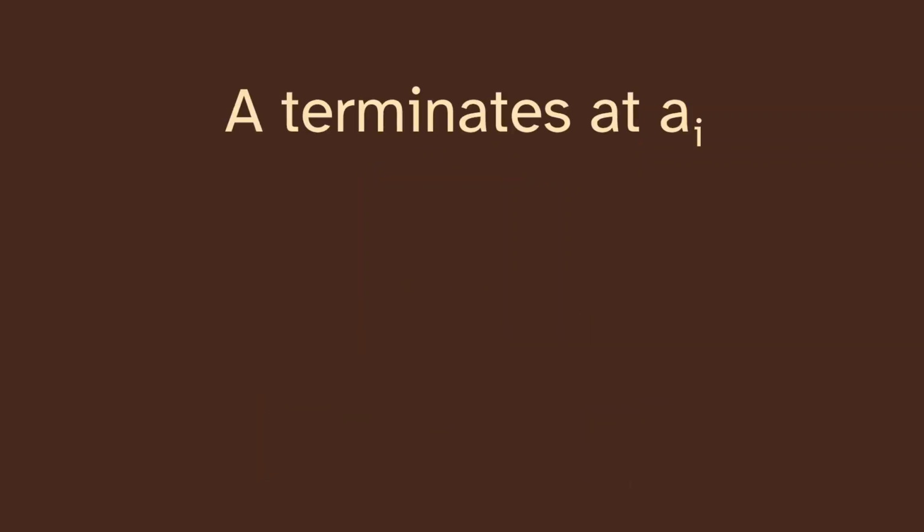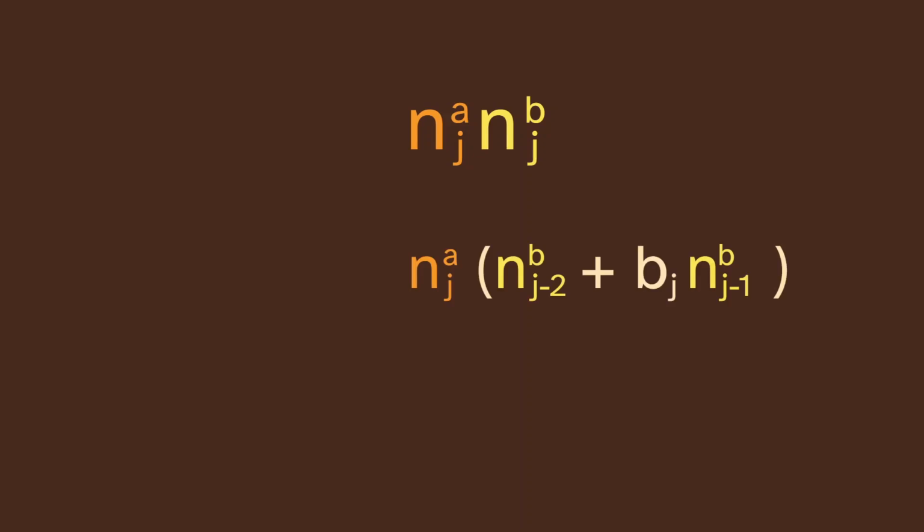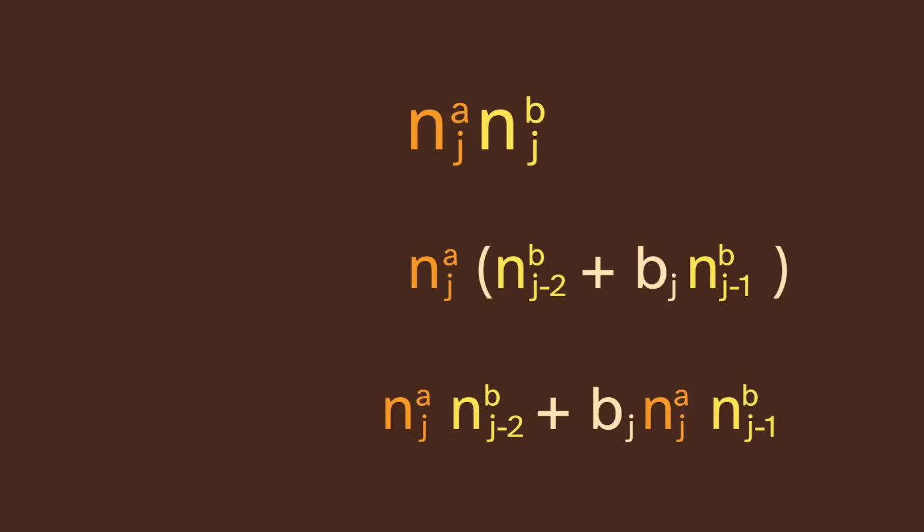So if our a terminates at a sub I, then any further numerators and denominators will just be the same as the ones from index I. We just carry forward the same terms. So going back to our NA times NB, if A has terminated, we only need to worry about splitting B using its recurrence relation. And then if we distribute that, we can subtract 1 from the indexes on NA, because they'll just be the same as the prior value.